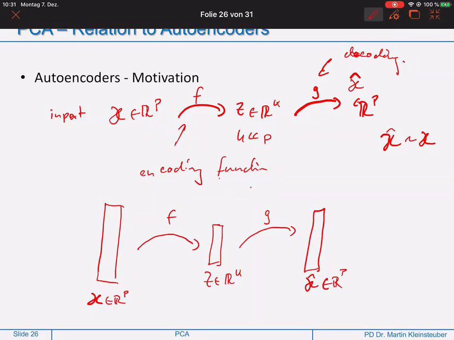And if we restrict F and G to be linear functions, then we have the same thing as PCA, right? So PCA can be interpreted as a kind of autoencoder that is linear.